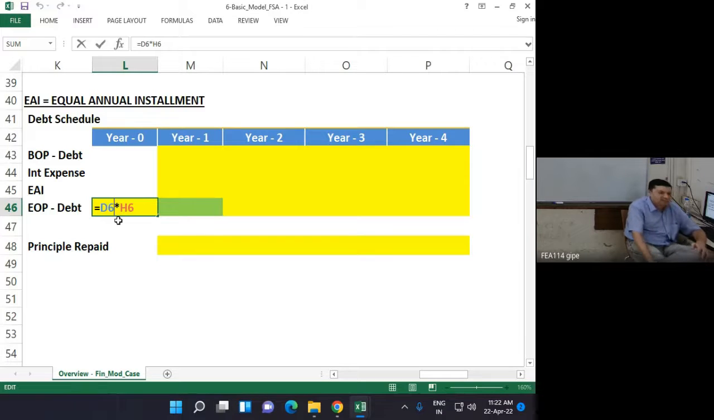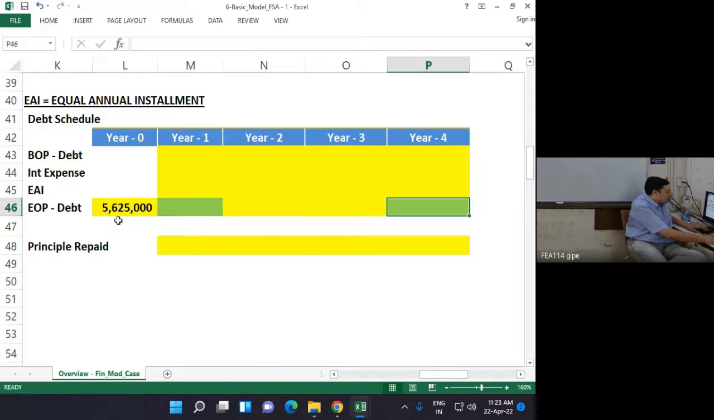44.12, correct. 44 lakhs is correct. Interest also has to be added in it. Probably you did BOP minus EAI, but EAI has both principal and interest, so just sum all 3, add all three. Correct, 12 lakhs, yes. 44 lakhs and something, correct. EOP debt for the last year is 0. This loan should become 0. This last number should be nil.